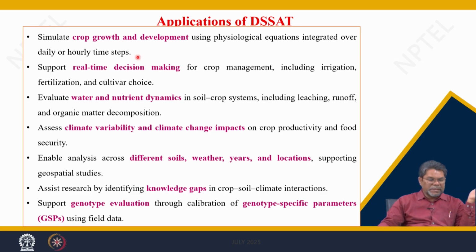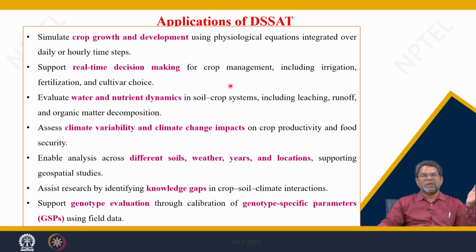This supports real-time decision making for crop management, including irrigation, fertilizer, and cultivar choice. So, these are the applications of this model. We can use this model for crop yield simulations before the season starts.